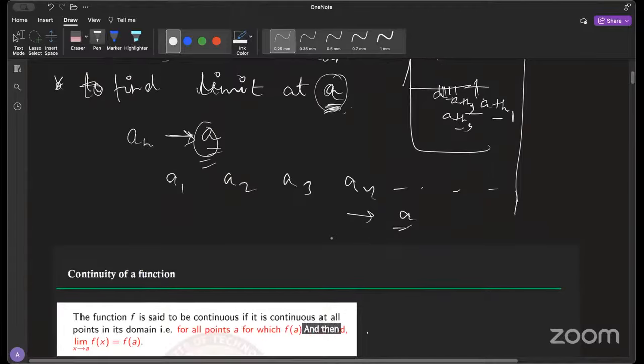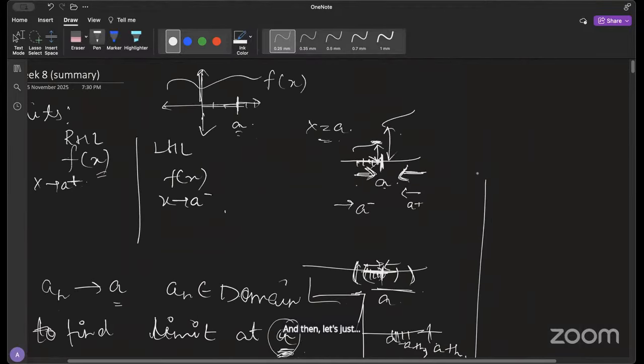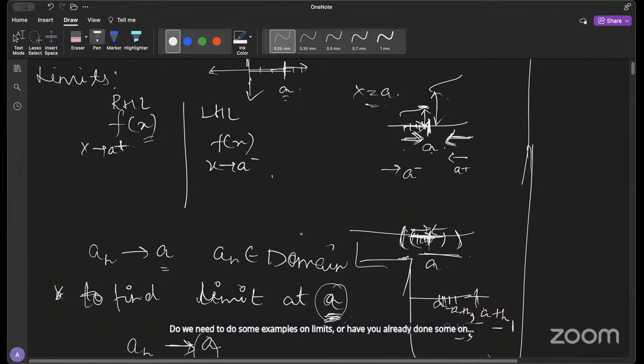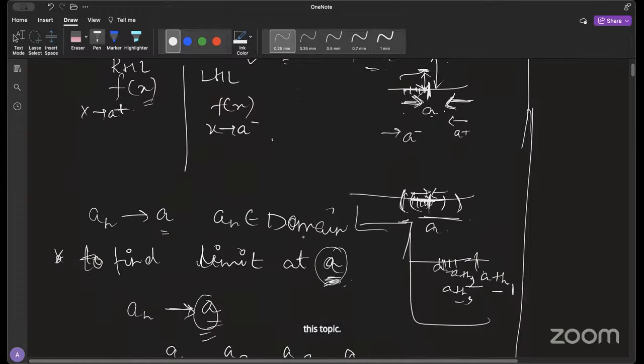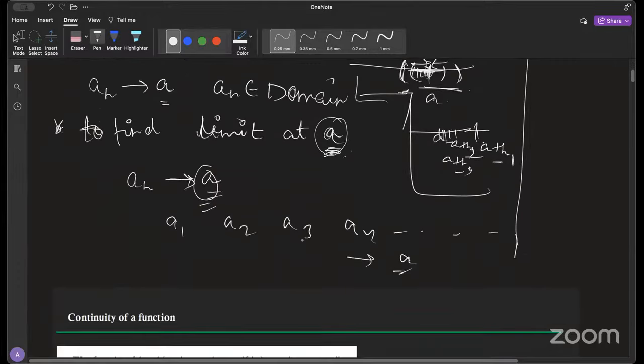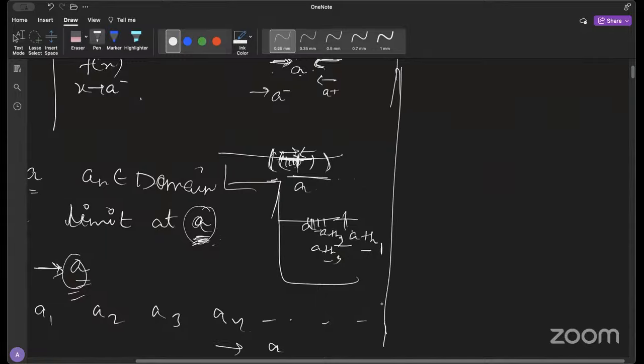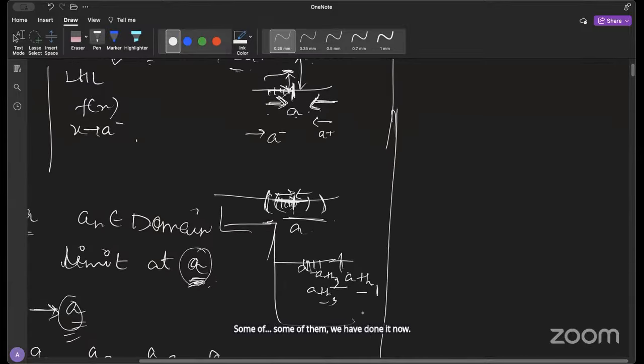And then let's just, do we need to do some examples on limits, or have you already done some on this topic? Not done it. Some of them we have done, ma'am. Some little bit.